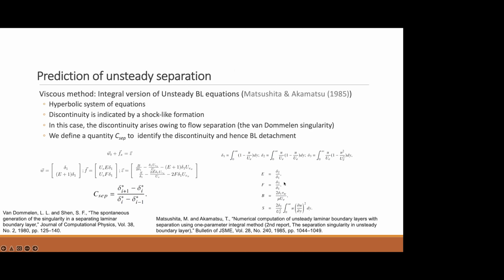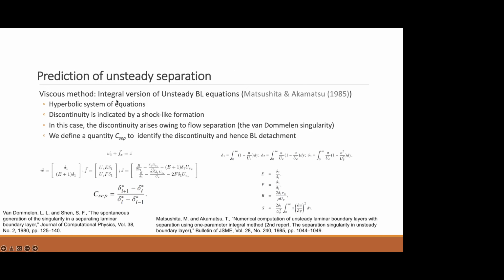In order to do that, we are using the unsteady boundary layer equations. We are using the integral form of the unsteady boundary layer equations. We are using a specific form that has been developed by Matsushita and Akamatsu. The equations here are not important. I've just put this up as a reference. The details are available in these papers that are listed over here.